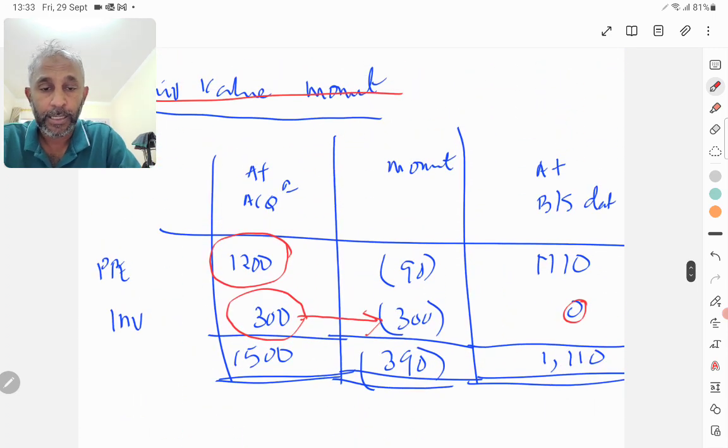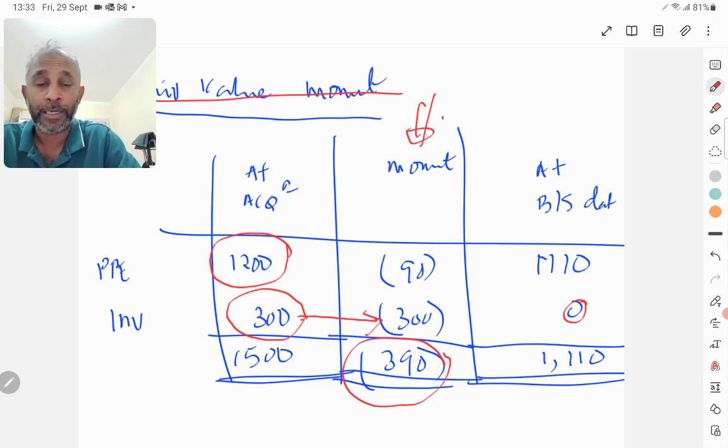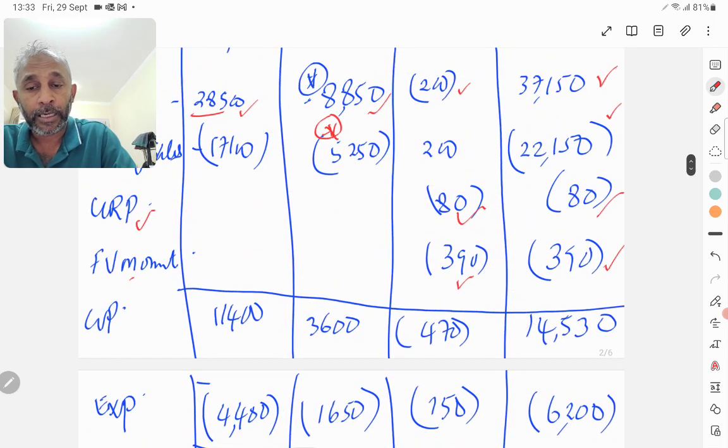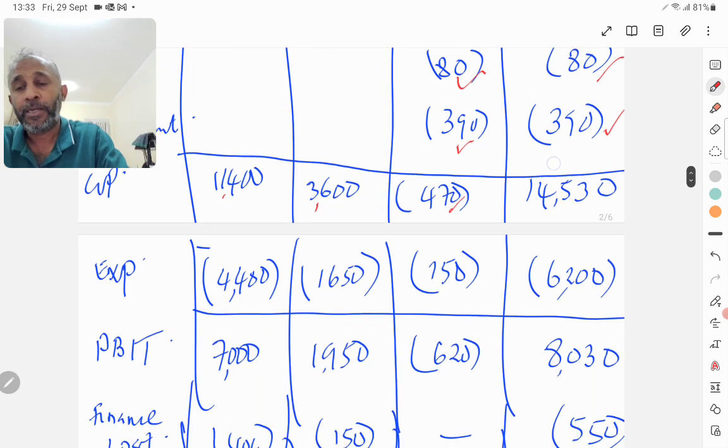Yes, so this is the movement column. The total movement is 390. This should be taken to the income statement as an expense, which I have taken here, and accordingly I am arriving at my gross profit 11,400, 3,600, and then the net answer here is 470. So 14,530.